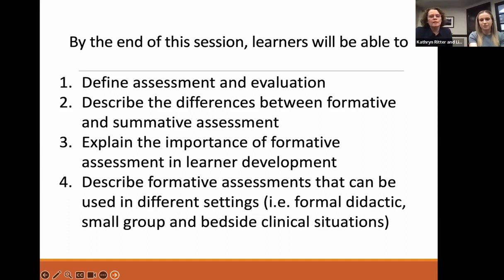So we're going to be talking about the difference between assessment and evaluation. We're going to talk about how they're different and how there's different types of assessments. We're going to talk about the importance of formative assessment in your learners and their development and their progress. And we're going to talk about some specifics about formative assessments that you can use in different situations.